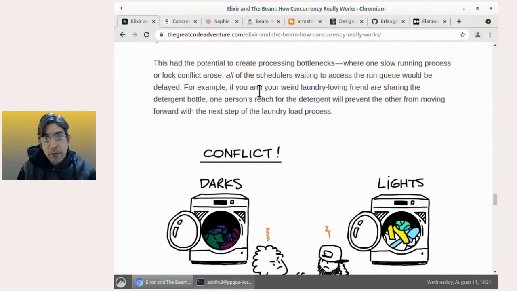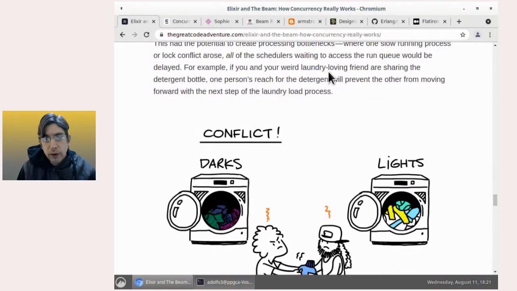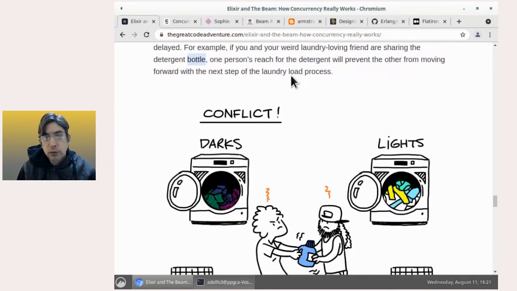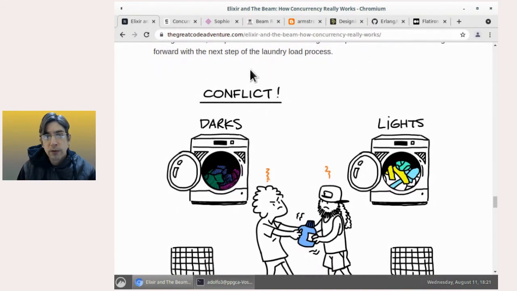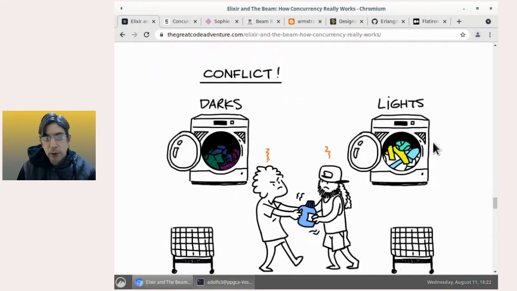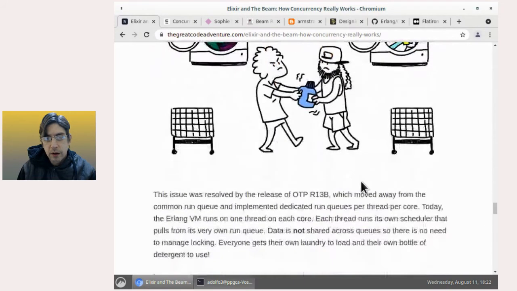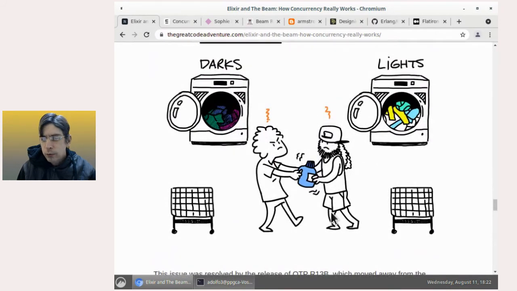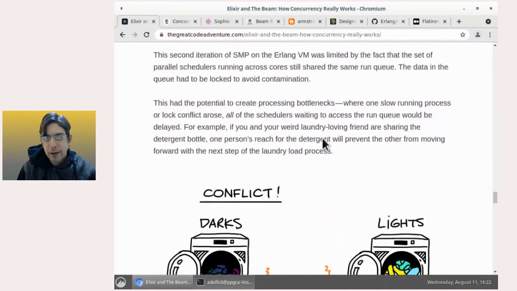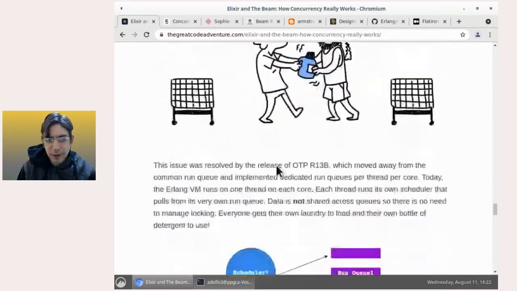For example, if you and your laundry-loving friends are sharing the detergent bottle, one person's reach for the detergent will prevent the other from moving forward with the next step of the laundry load process.